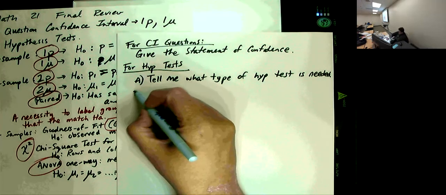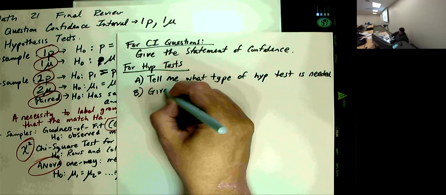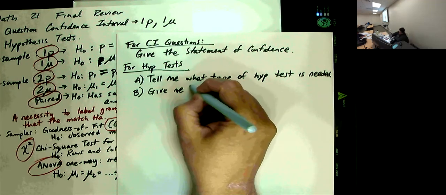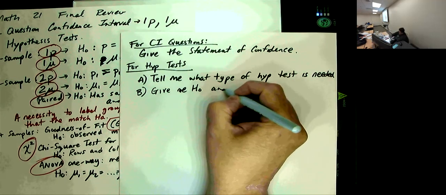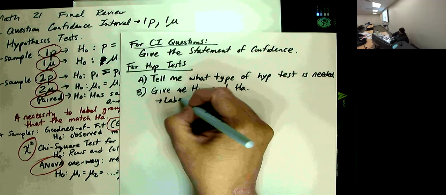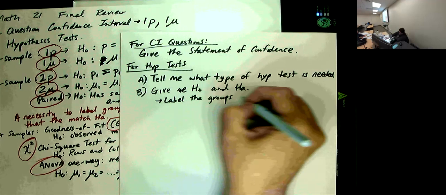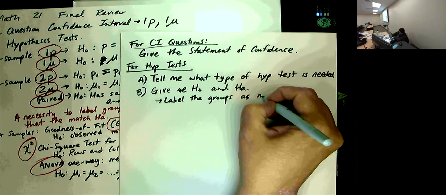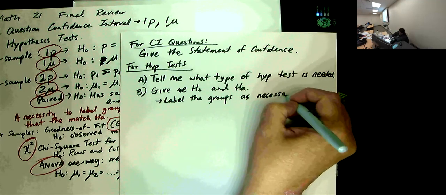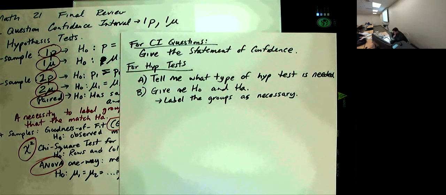B. Give me H naught and HA. Here, label the groups as necessary. For one proportion and one mean test, you don't need to. There's only one group. Don't have to label them. All the other ones, you should label group 1 and group 2.